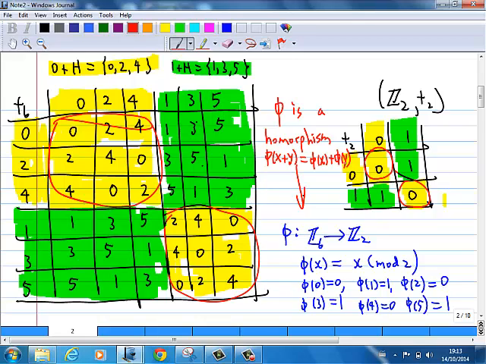Okay? Then if this is a homomorphism, we can also talk about the kernel. Right? The kernel of this homomorphism is which numbers go to 0. So this is the inverse image of 0. Which numbers go to 0? We know it is 0 to 4.